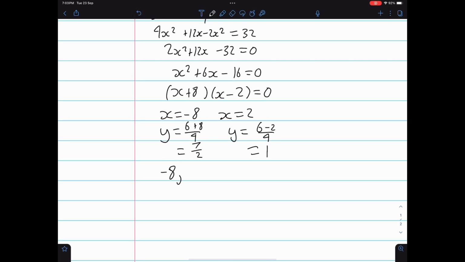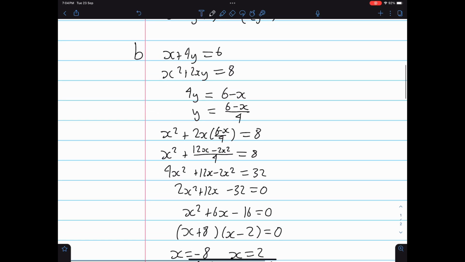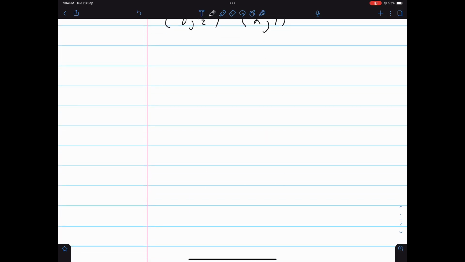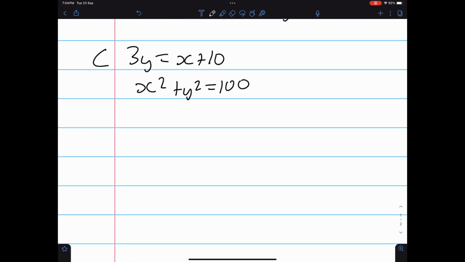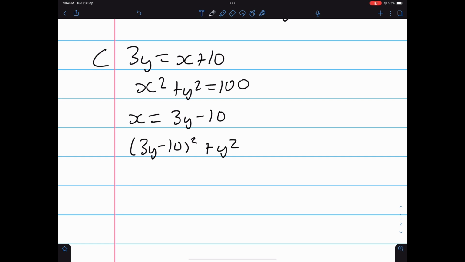So our answer's the points minus 8, 7 over 2, and 2, 1. And we've got a similar sort of thing over here. And we've got a similar thing, but here, to be honest, I'd probably just substitute in x, because it's just slightly easier. But seriously, up to you.